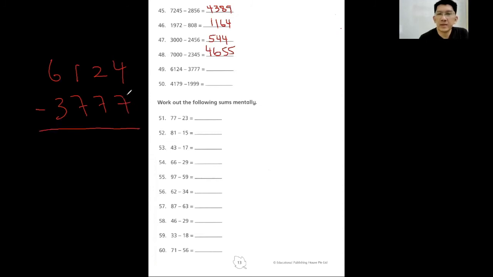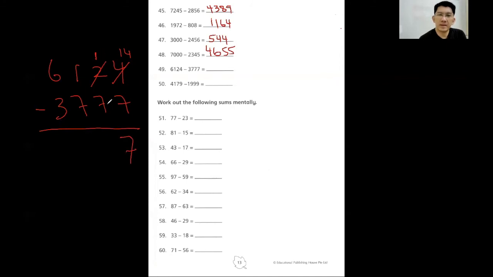Okay. So let's start from the right. 4 minus 7. Can we do that? No, because 4 is smaller than 7. So 4 needs to borrow 1 from 2. Take 1 from 2, leaving it only with 1. So now 4 gets 10. 4 plus 10, 14. 14 minus 7 is 7.